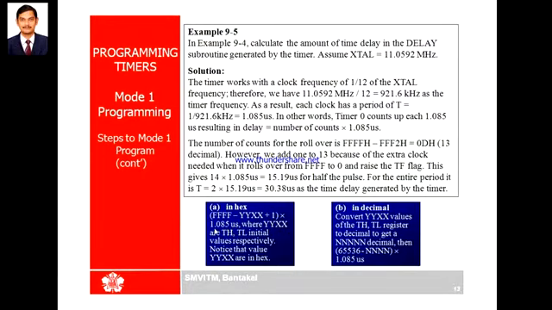This is obtained through the internal clock from the crystal oscillator. You can observe here that the timer works with a clock frequency of 1/12 of the external frequency. Therefore, we have 921.6 kilohertz as the timer frequency. As a result, each clock has a period T equal to this value. In other words, timer 0 counts up every 1.085 microseconds, resulting in a delay equal to the number of counts multiplied by this value. That's how we can calculate the loaded delay.